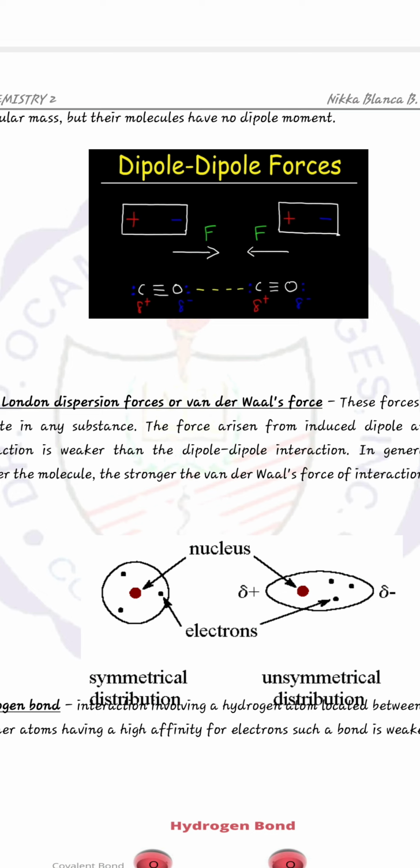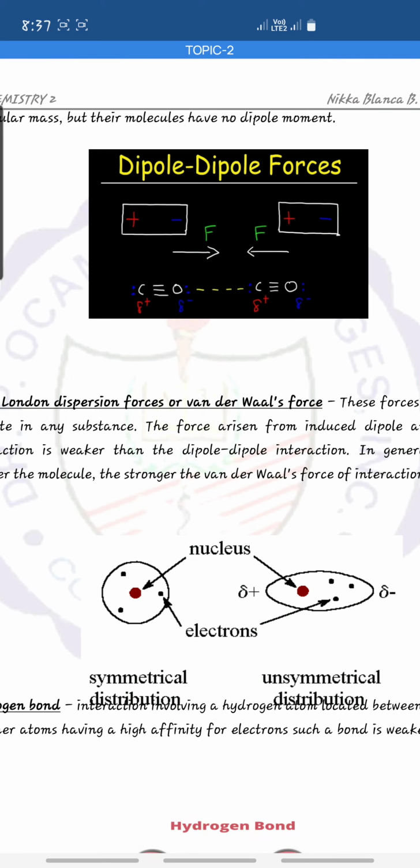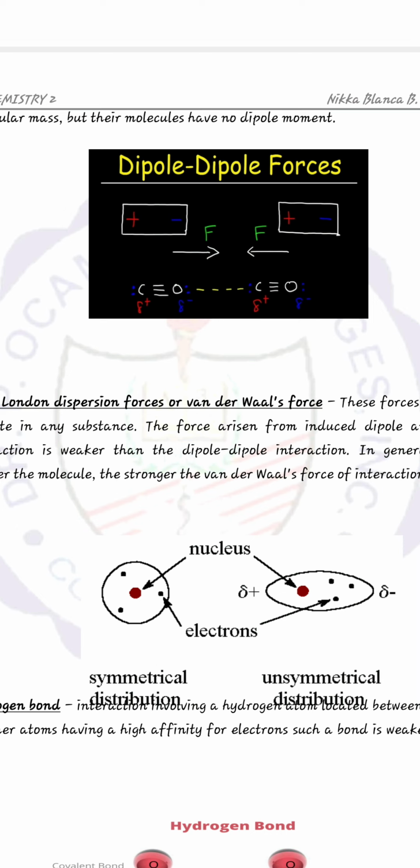It is a relatively weak electric force that attracts neutral molecules to one another in gases. Meaning to say, it involves liquefied and solidified gases and almost all organic liquids and solids. But pertaining to this example, it involves a symmetrical distribution and unsymmetrical distribution.